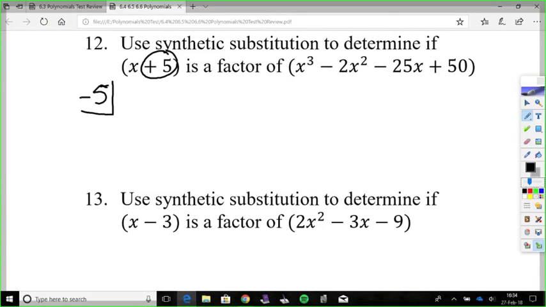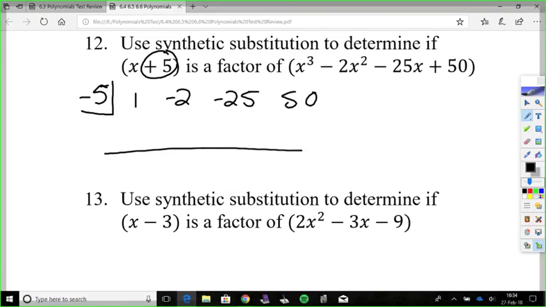Remember, we just talked about this in the last video. But it's always opposite. The a value is from that. So it's a negative 5. And then I put the coefficients of my polynomial. So I have 1 for 1x to the third. Then negative 2 for negative 2x squared, negative 25 for negative 25x, and then 50.